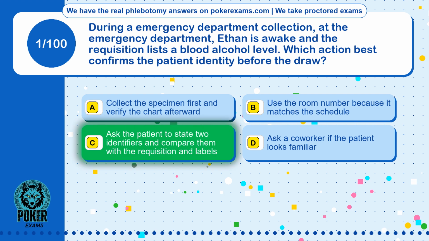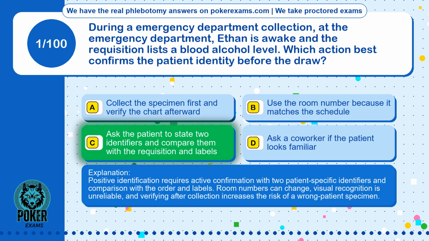The correct answer is option C. Ask the patient to state two identifiers and compare them with the requisition and labels. Positive identification requires active confirmation with two patient-specific identifiers and comparison with the order and labels. Room numbers can change, visual recognition is unreliable, and verifying after collection increases the risk of a wrong patient specimen.